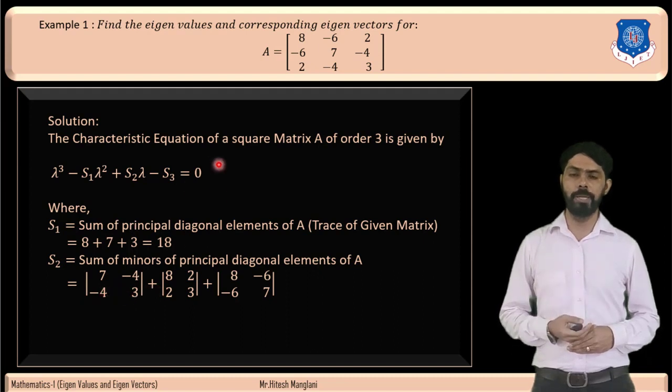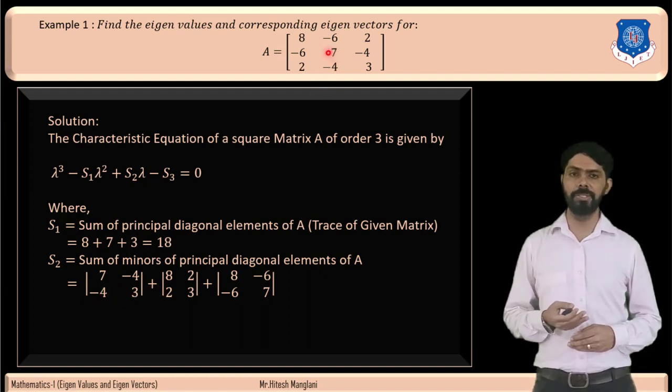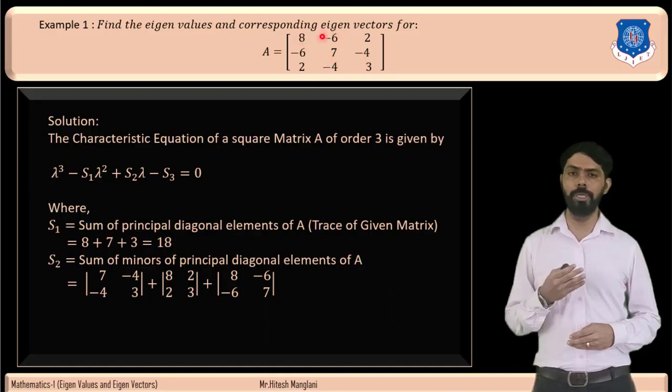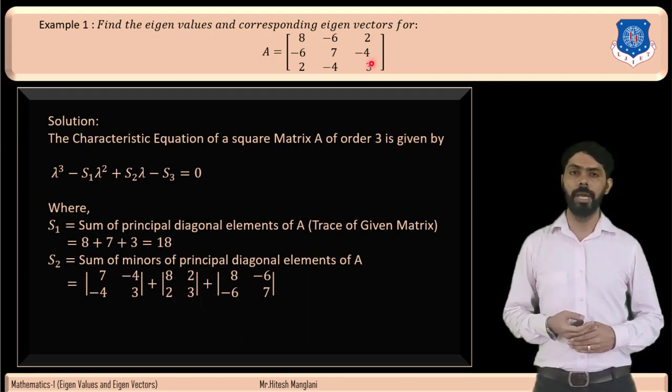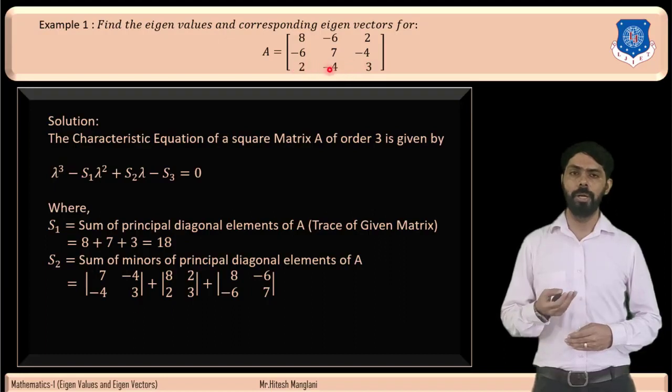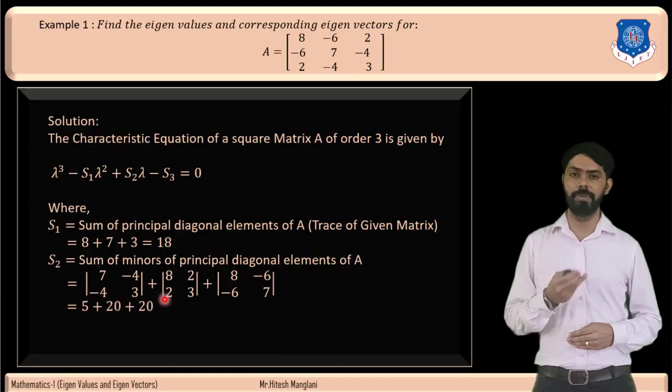Now we find the minor of 7. Here 7 lies in the second row and second column, so we hide the second row and second column. The matrix will be 8, 2; 2, 3, and we take its determinant. Plus, now we find the minor of 3, which lies in the third row and third column. So we hide the third row and third column. The matrix will be 8, minus 6; minus 6, 7, and we take its determinant.